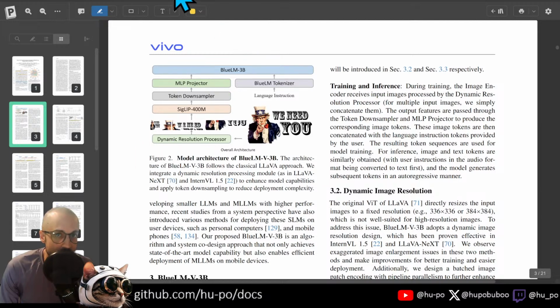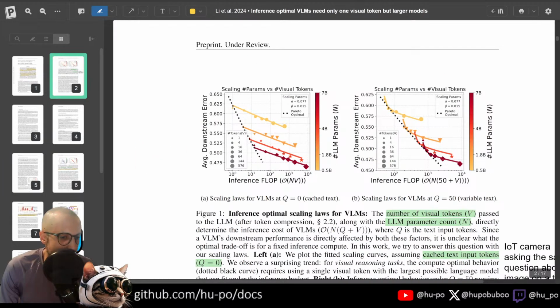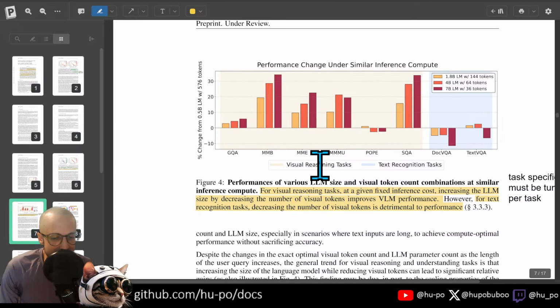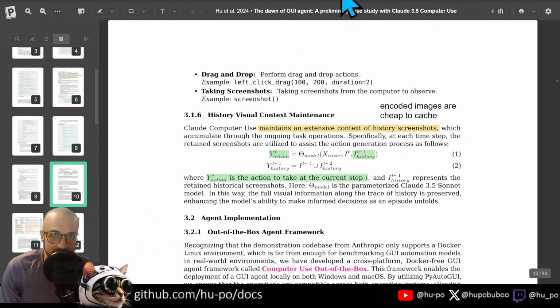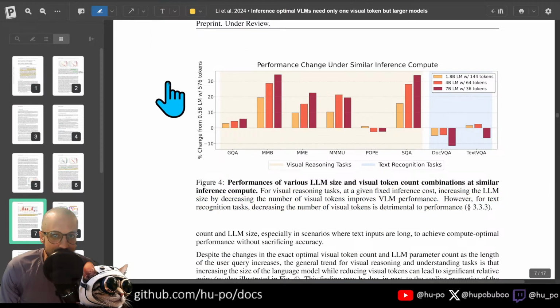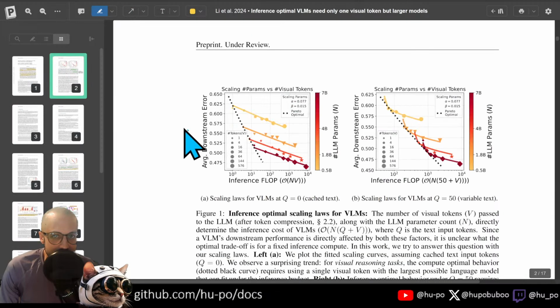Depending on your task or use case, you might want to use more or less. For something like OCR, you might want more tokens and probably a smaller language model, because it doesn't need to reason about much. But for something like visual reasoning, you might not need a lot of tokens. For something like this GUI agent, you don't need 500 visual tokens for every single image.